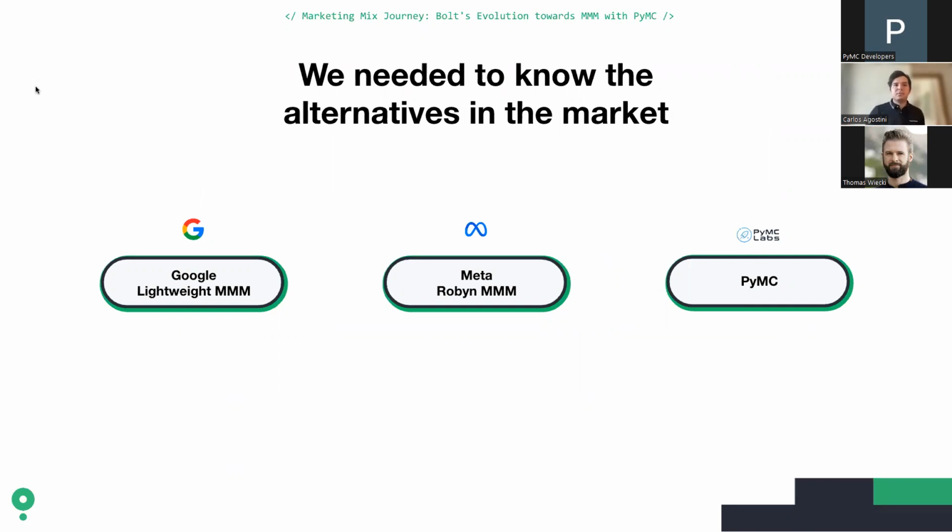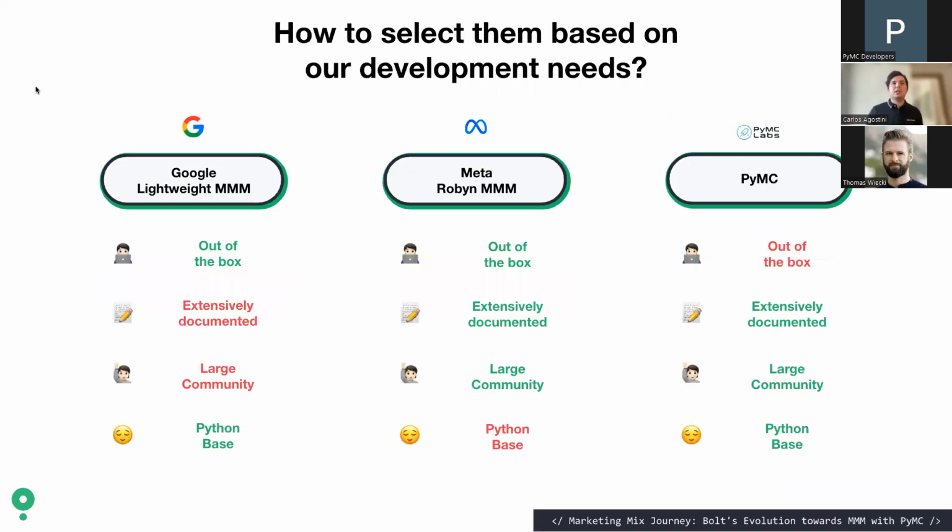In order to choose one, first we needed to understand what our development needs were. On one side, we need a tool that is out of the box, so we can start to use things without starting from scratch. We need something that at the same time is extensively documented, so we need a lot of documentation. We need a guideline. We were hoping for a large community, and we were at the same time thinking of a Python-based platform. Otherwise, it would be hard for us to scale.